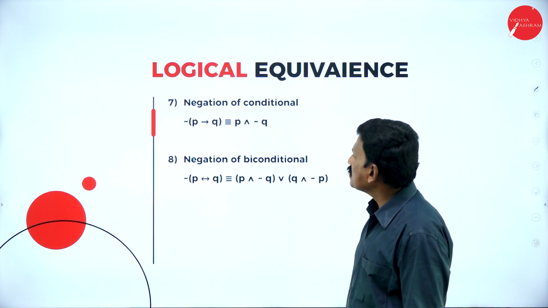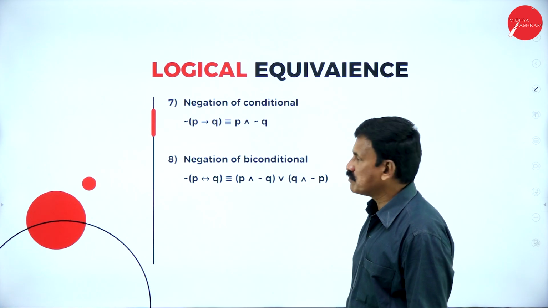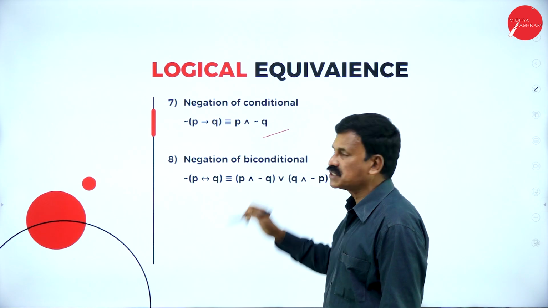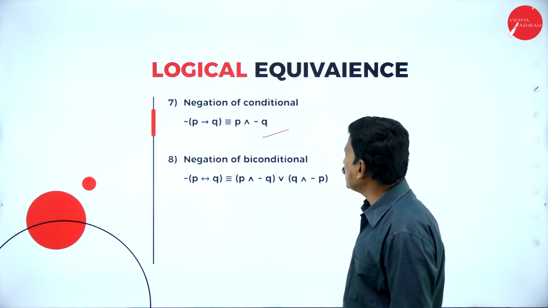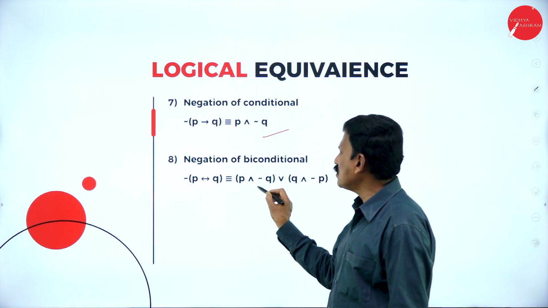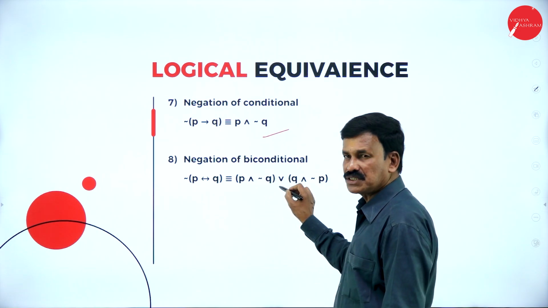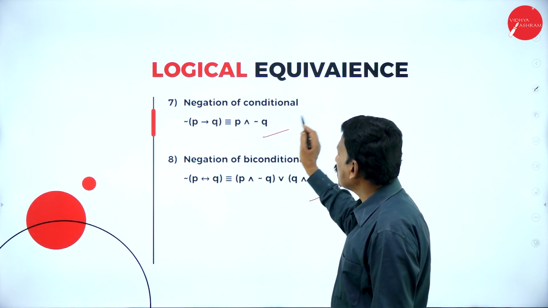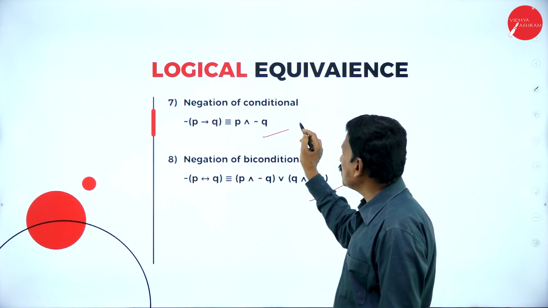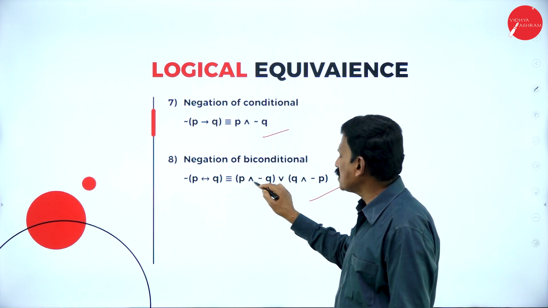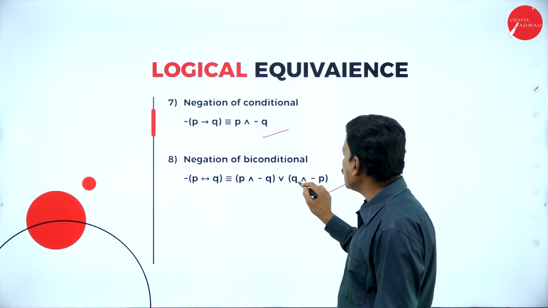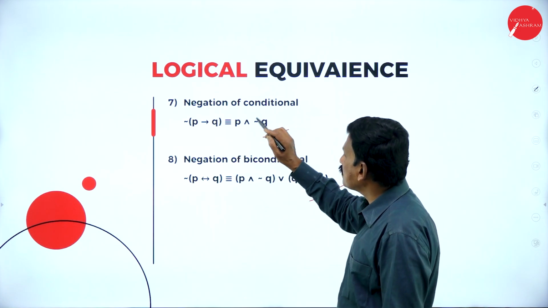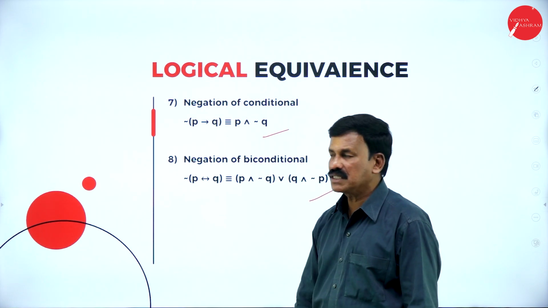Now, move on to the next concept, negation of a conditional statement. Negation of P conditional Q is logically equivalent to P conjunction negation Q. Negation of a biconditional is logically equivalent to P conjunction negation Q, disjunction Q conjunction negation P. So, these are the logical equivalences for negation of a conditional and negation of a biconditional statement.